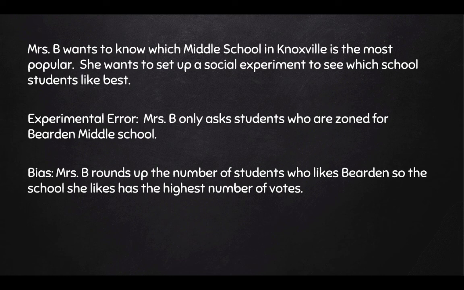So any experimental error, this is any mistake that happened during the experiment, any miscalculation, any misstep in conducting the experiment and collecting the data. This is all experimental error. Bias is any time the scientist uses their personal preference to skew the data in their favor.